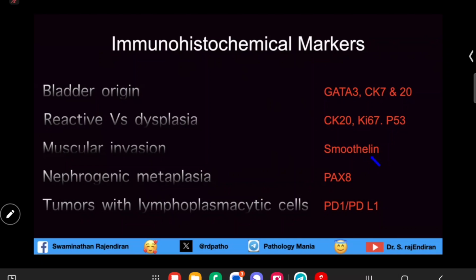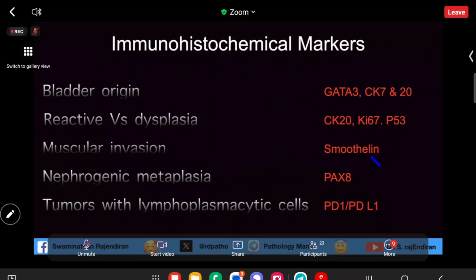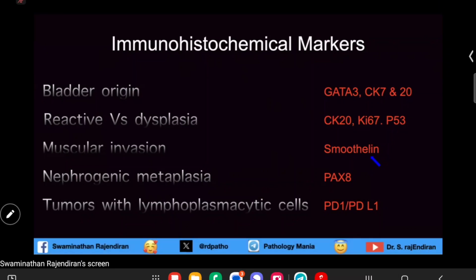And whenever you see a tumor with a lot of lymphoplasmacytic cells, you have to do IHC for PD1 and PDL1. So these are all the main markers for epithelial lesions of the bladder. I never touched upon the spindle cell lesions because then it can be leiomyosarcoma, rhabdomyosarcoma, fibrosarcoma, or postoperative spindle cell nodule. A lot of markers in spindle cell, but these are all the IHC markers in common urothelial lesions.